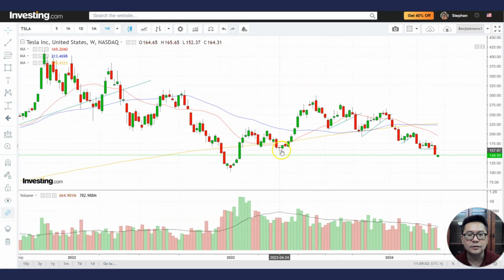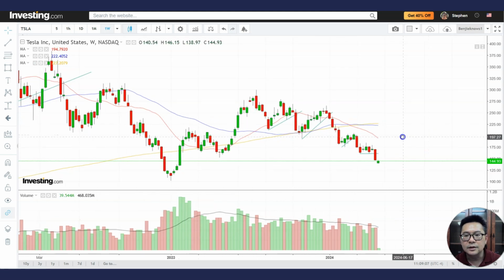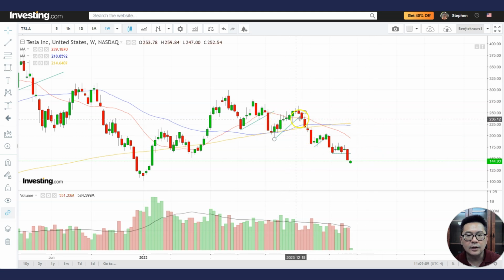Here's this bottoming tail, so it hinted at a short-term move up. But right now you can see that the 20 MA in the weekly chart is declining. It's something that is not good.